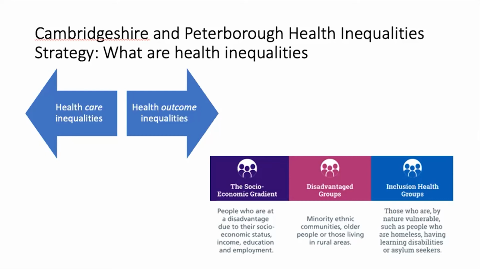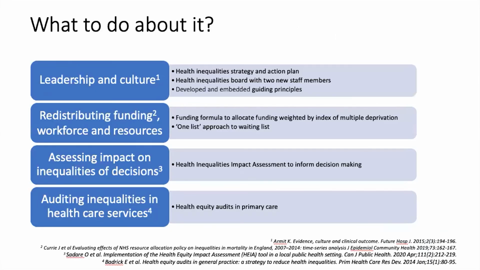Secondly, we tried to produce a systematic way of looking at health inequalities. We created three groups: socioeconomic groups, disadvantaged groups, and inclusion health groups. Again, it's to give people a framework to think about health inequalities in these three different ways, and to help add some flesh to the bones. So that's about clarifying what health inequalities are, and then what to do about it.